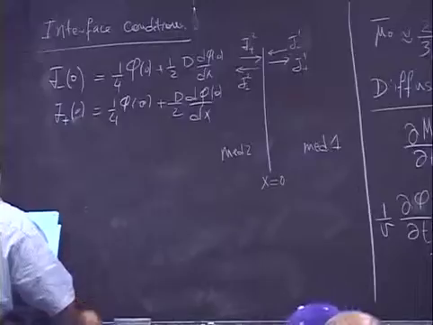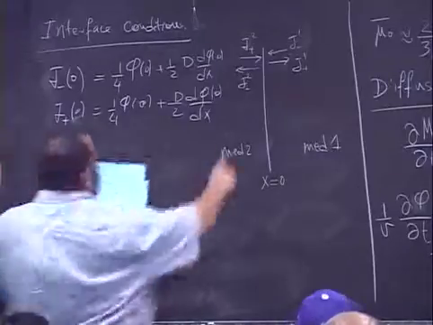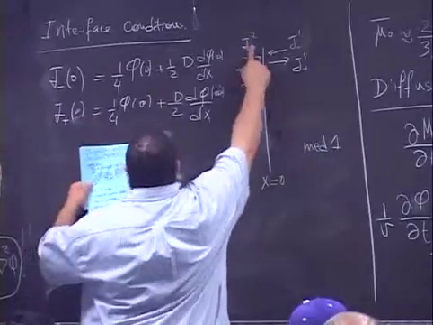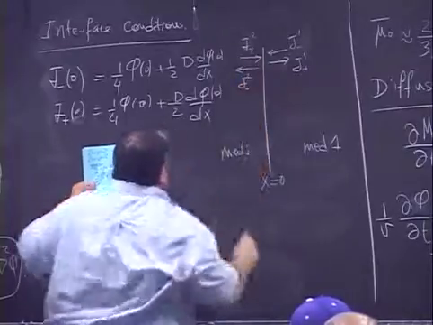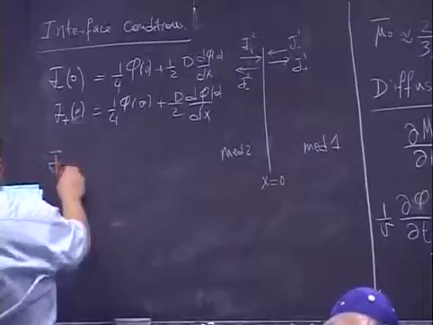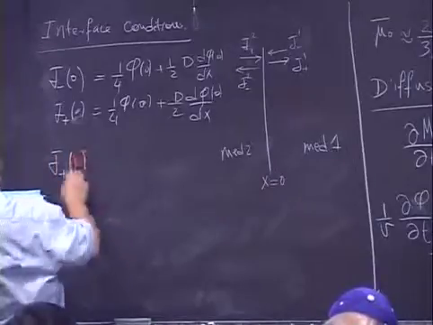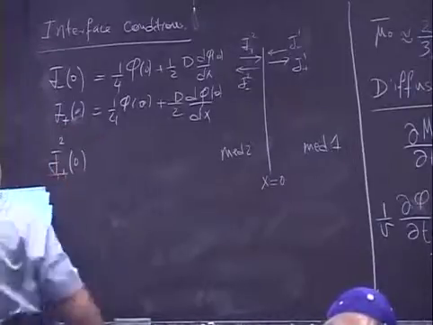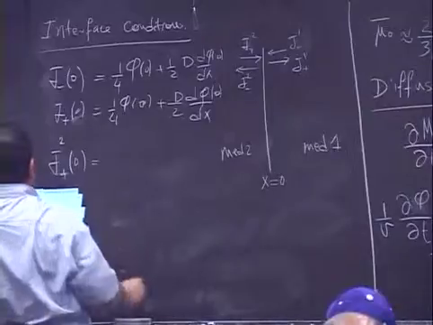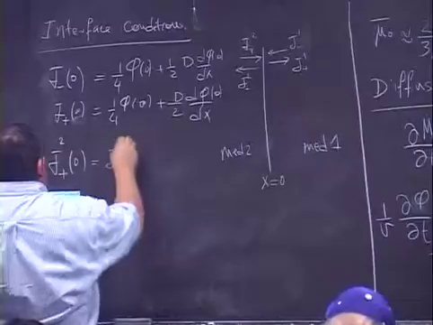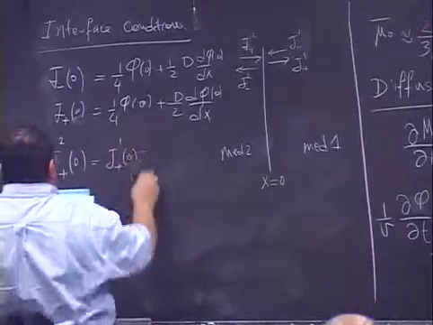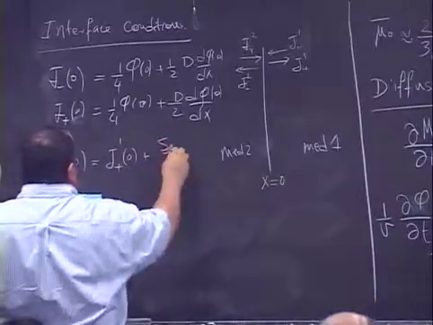So J plus at 2 at 0, if you want to get J plus at 0 for the medium 2, it will be equal to J plus at medium 1 at 0 plus S naught over 2.